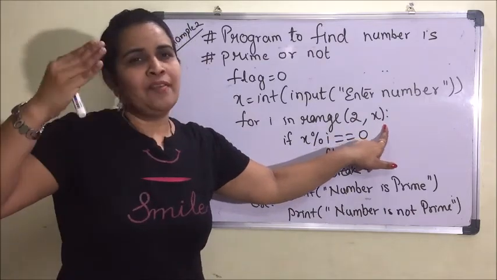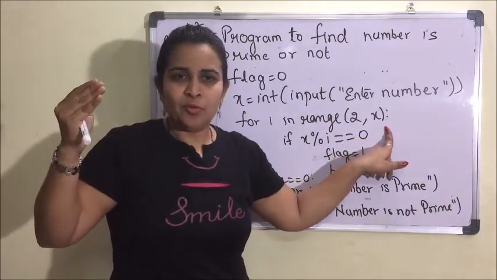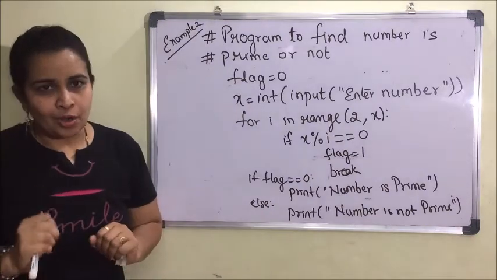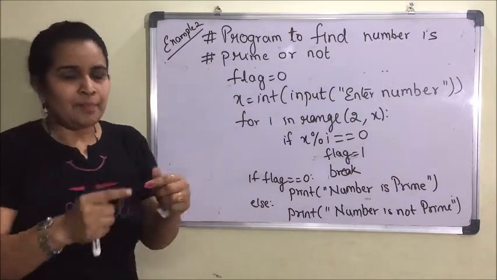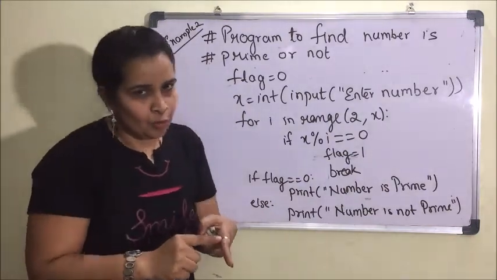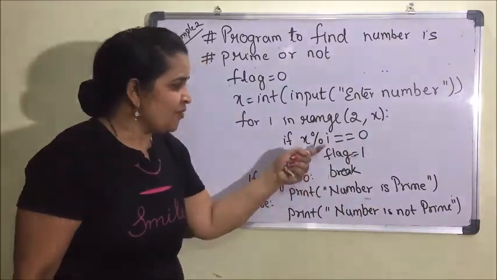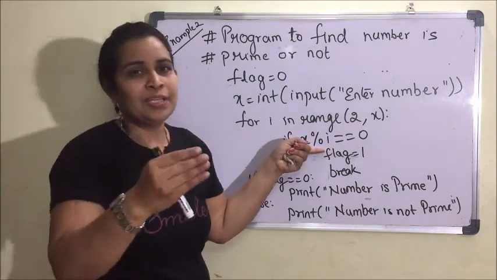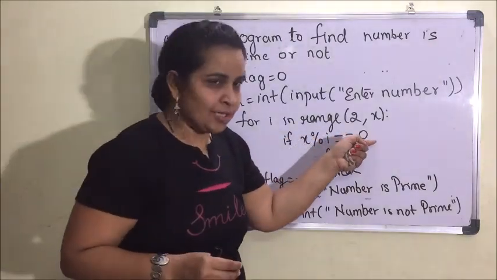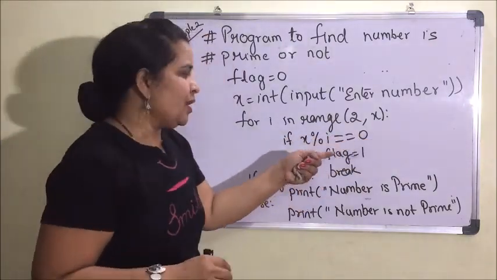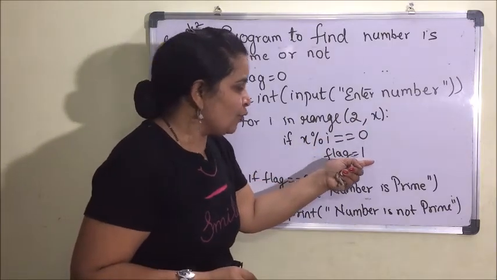Suppose we have entered number 5. We want to find whether 5 is prime or not. So we will divide the number by 2, 3 and 4. If this mod is 0, means if it is divisible, then obviously mod is remainder, so remainder will be 0. In that case, it will turn the flag to 1.